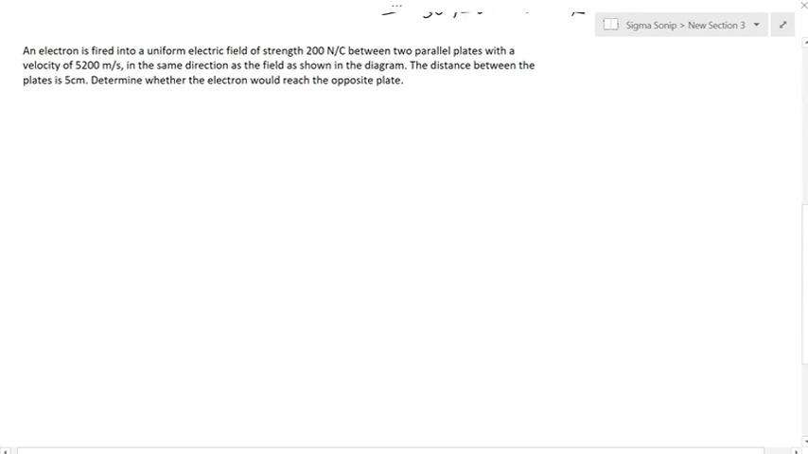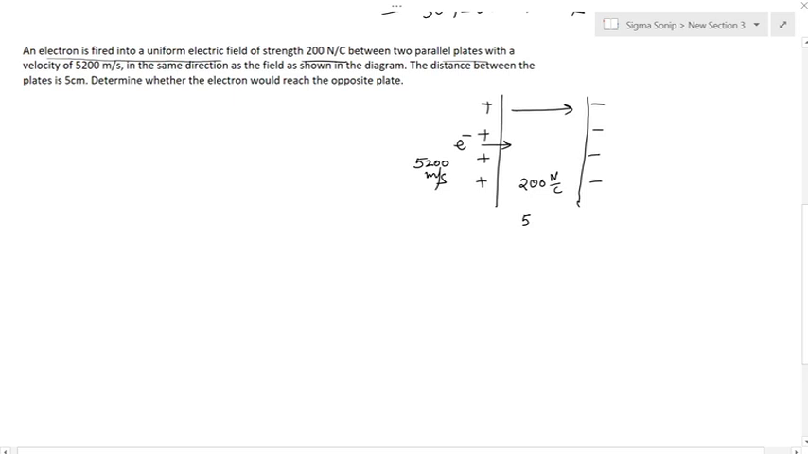Okay, another type of question that we have next we're going to look at is this. An electron is fired into a uniform electric field strength between two parallel plates with a velocity of this. I can probably draw the diagram here, in the same direction as the field. So electric field is in this direction, which means we got a positive plate here and negative plate here. So electron is being launched from here. All right, and this electron is being launched with a speed of 5200 meter per second, and this electric field is 200 Newton per Coulomb, and the distance between them is 5 centimeters.